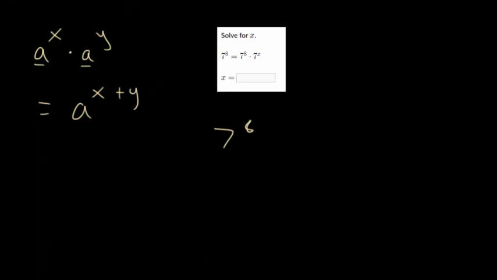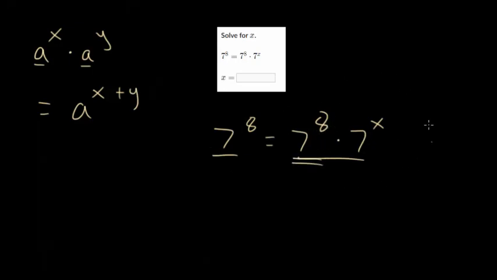Let me rewrite that. 7 to the 8th equals 7 to the 8th times 7 to the x. So in this case, we need to figure out what x is. And this is a particularly tricky problem because we have 7 to the 8th here. So this right side has to simplify to 7 to the 8th. But we already have a 7 to the 8th term right here.